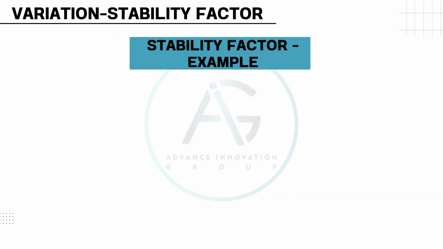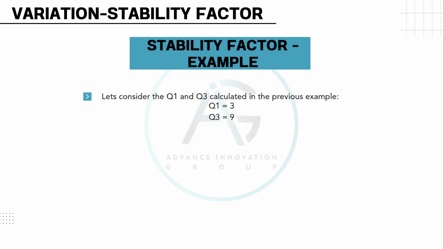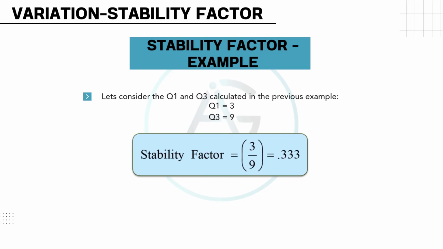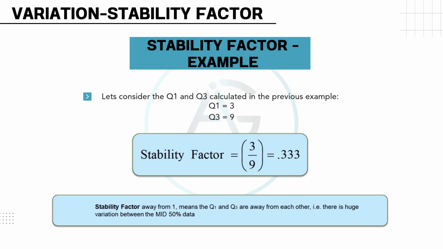Stability factor example. Let's consider the Q1 and Q3 calculated in the previous example. Q1 equals 3, Q3 equals 9. Stability factor equals 3 divided by 9 equals 0.333. Stability factor away from 1 means the Q1 and Q3 are away from each other, i.e., there is huge variation in the mid 50% data.